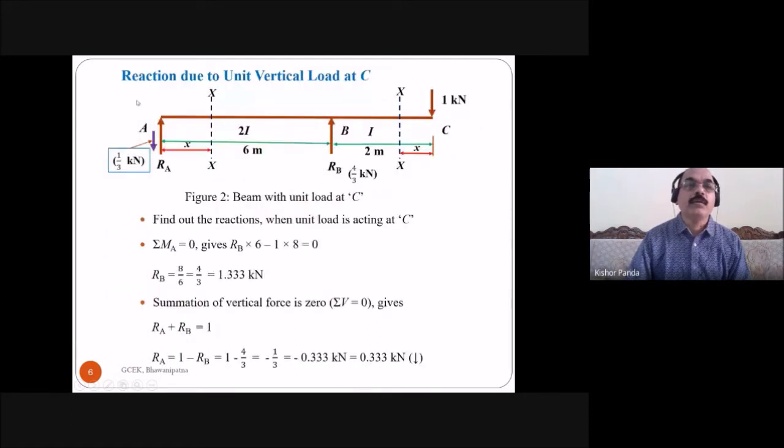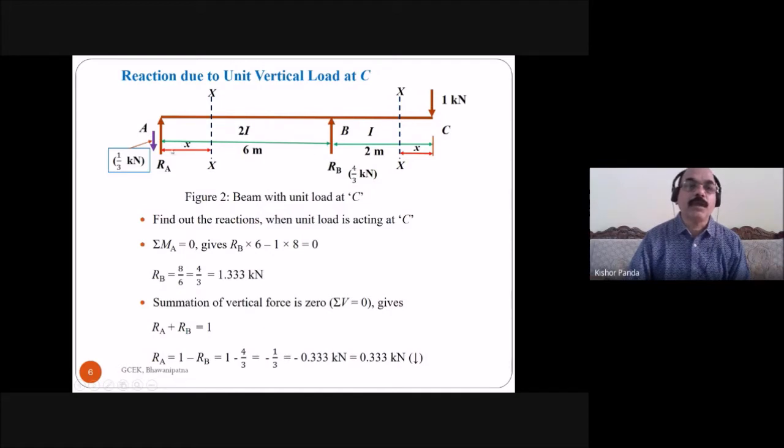Then find out the reaction due to the unit vertical load at C. You have to apply a unit vertical load at C where the deflection is required, because here you have to find out the deflection. So here you apply the unit vertical load, 1 kilonewton. Then by considering this load, you have to find out what is the reaction at A and what is the reaction at B.